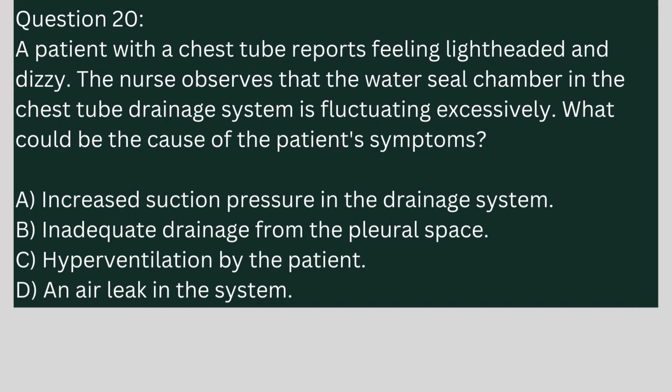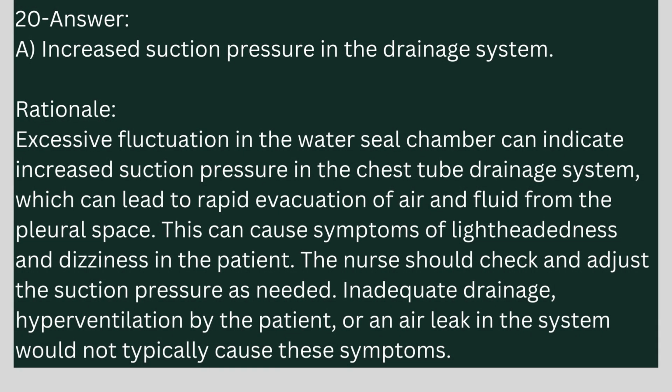Question 20. A patient with a chest tube reports feeling lightheaded and dizzy. The nurse observes that the water seal chamber in the chest tube drainage system is fluctuating excessively. What could be the cause of the patient's symptoms? A. Increased suction pressure in the drainage system. B. Inadequate drainage from the pleural space. C. Hyperventilation by the patient. D. An air leak in the system. Answer 20. A. Increased suction pressure in the drainage system.